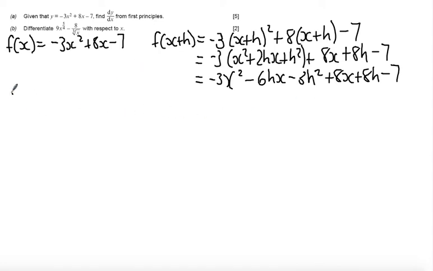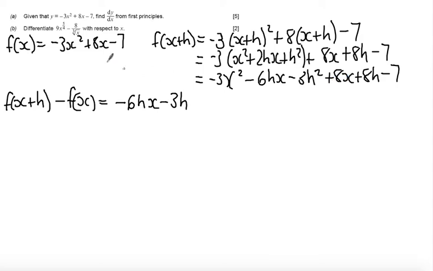Next, I want to calculate f of x plus h minus f of x. We don't necessarily need to write out the whole subtraction, as long as we've indicated this is what we're doing. So I'm going to get minus 3x squared minus minus 3x squared, they cancel. Minus 6hx will remain. I then get minus 3h squared, that will remain. 8x minus 8x will cancel. 8h will remain. And minus 7 minus minus 7 will cancel.